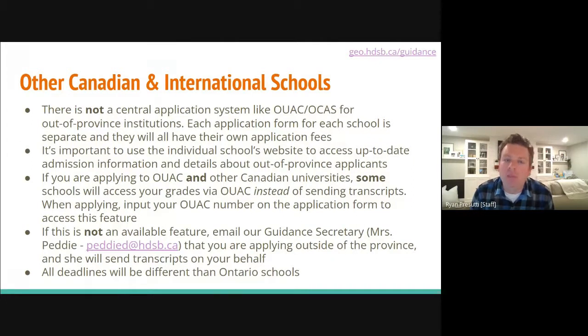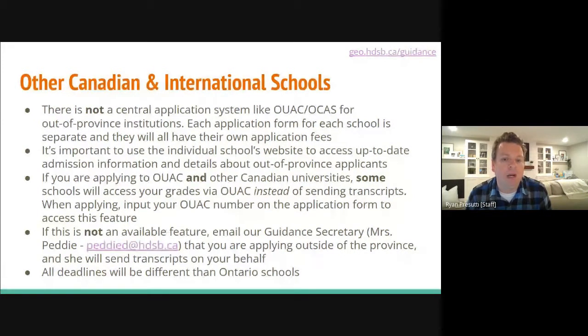And there are about 10 or 11 schools in Canada that do use OUAC to transmit marks. So if your student is going to be applying in Ontario and elsewhere, it is possible to input the OUAC code on your application. The only way that you would know if that's something the school you're thinking about offers is on the application. It actually says right there, OUAC code. That way you would know. You put in that code, and then your marks would be transmitted automatically.